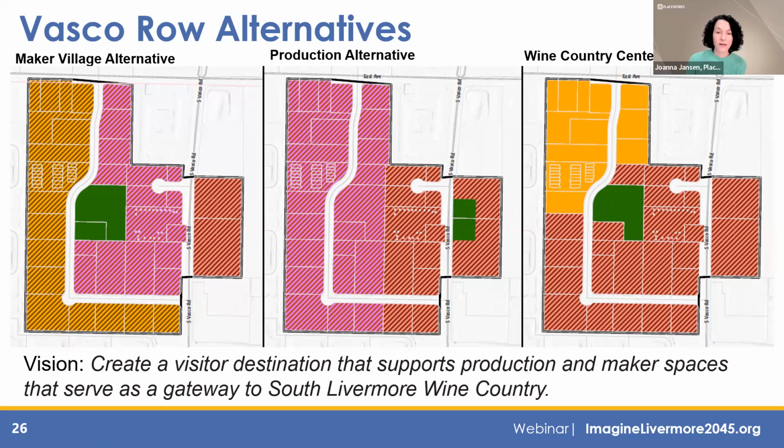And then finally, the wine country alternative includes residential medium density uses along East Avenue, kind of in the northern part of the focus area, and then more of the wine country production to the southern part of the area.